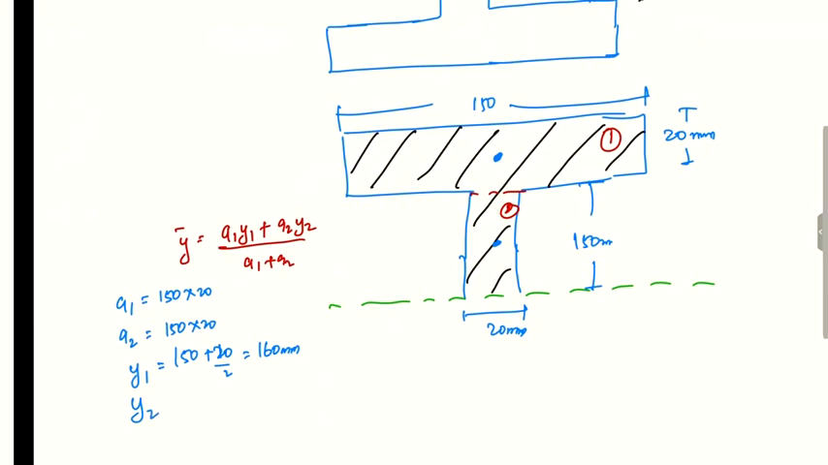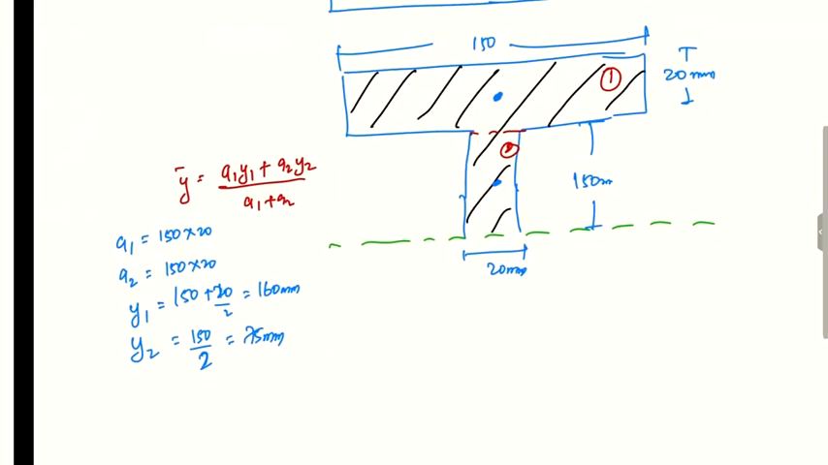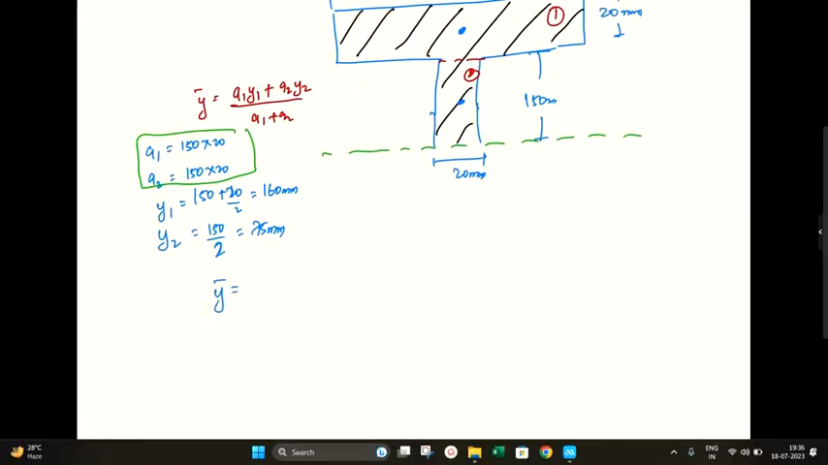And y2 is the second figure's center of gravity from the reference axis, and that is this distance, that is 150/2, that is 75 mm, isn't it? So substituting this, I'll get the value for my y bar. Here, we will just substitute the input. y bar is equal to what is written here. Substituting that, you'll get the value for y bar as 117.7 mm.